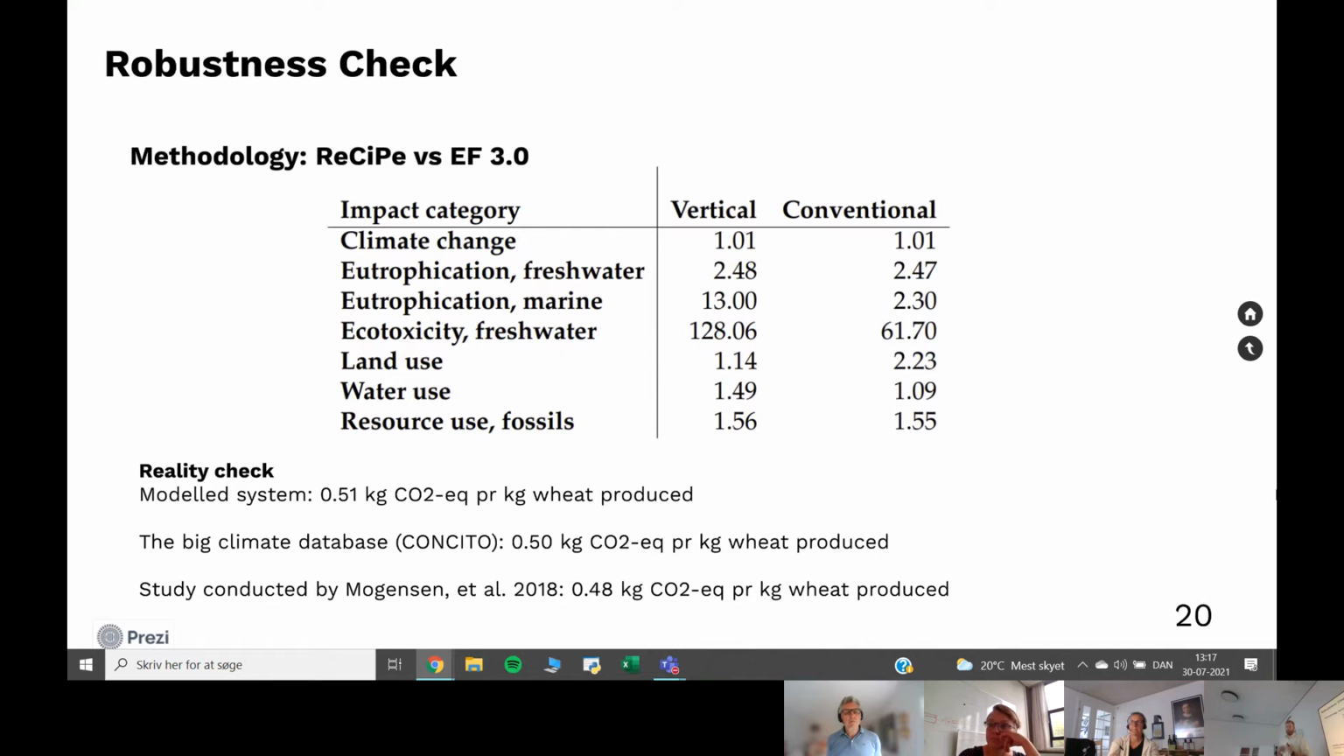So I checked with the big climate database and it agreed with my findings when I just looked at those life stages that I included here. And also a study conducted by Lisbeth Mogensen had the same values. So this made sure that my results were in the right order of magnitude when compared to reality. Also making sure that my assumptions were somewhat accurate.